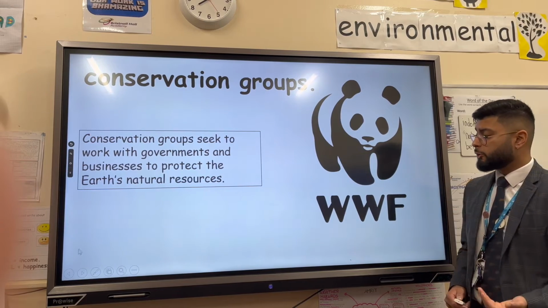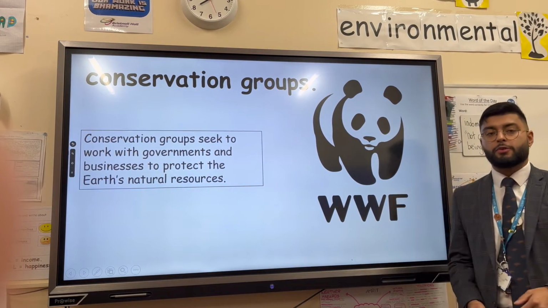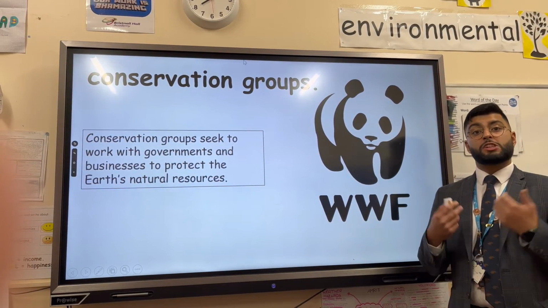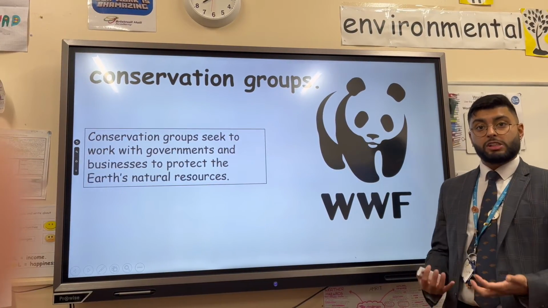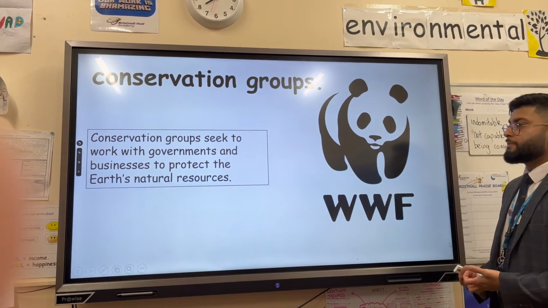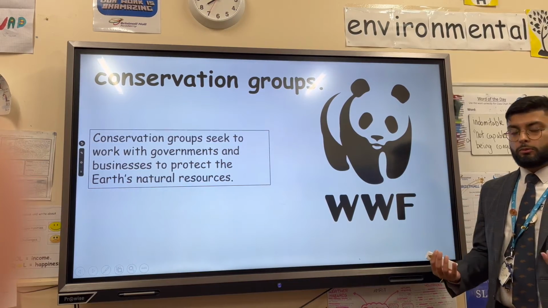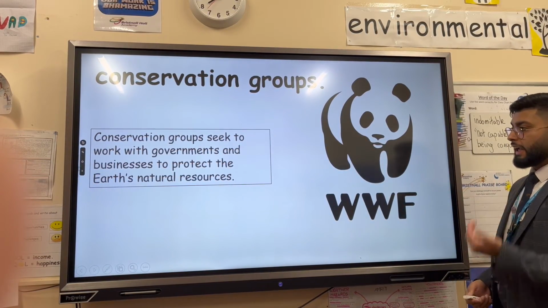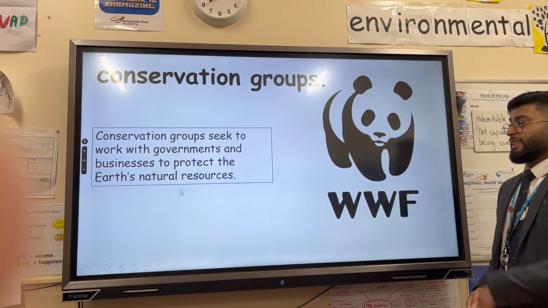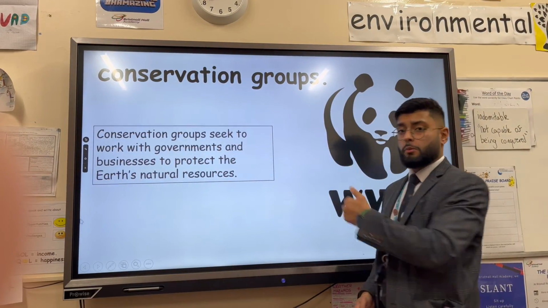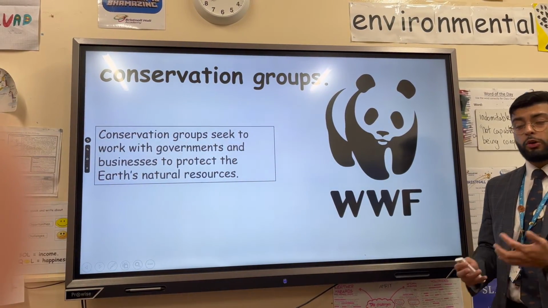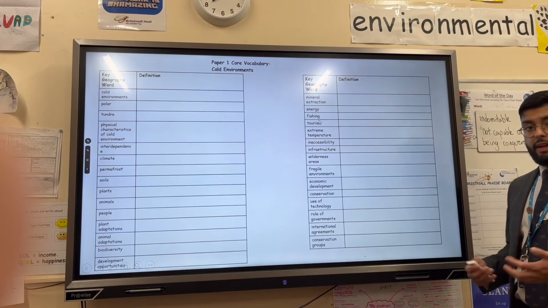Finally, conservation groups such as the WWF, the Worldwide Fund for Nature, those are groups that carry out conservation. They protect and look after organisms, species in fragile environments. They often work with governments, but also with businesses to make sure that those natural things are looked after.